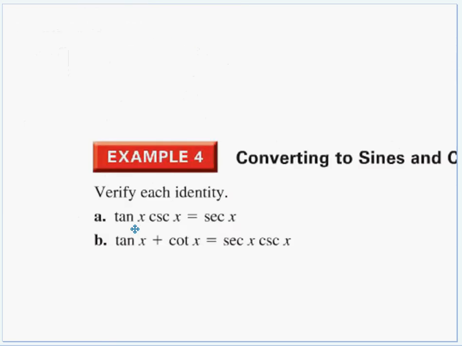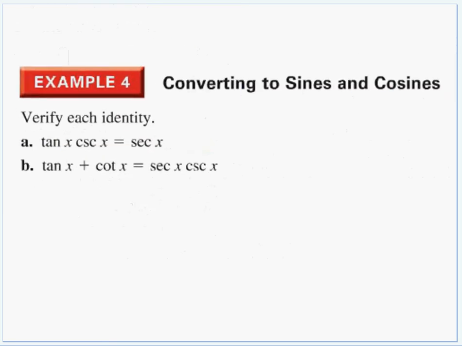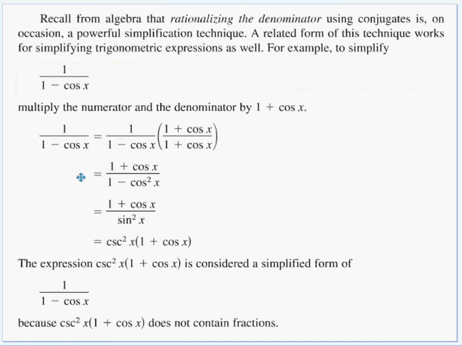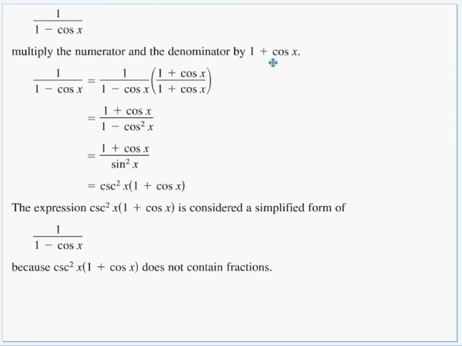Okay, so example 4, convert to sines and cosines and see what happens. Ooh, what's all this writing? Recall from algebra that rationalizing a denominator using conjugates is, on occasion, a powerful simplifying technique. A related form of this technique works for simplifying trig expressions as well. For example, to simplify 1 over 1 minus cos, we would multiply the numerator and denominator by the conjugate 1 plus cos, and then our denominator becomes 1 minus cos squared. We've seen that in some of our examples, and that 1 minus cos squared turns into a sine squared.